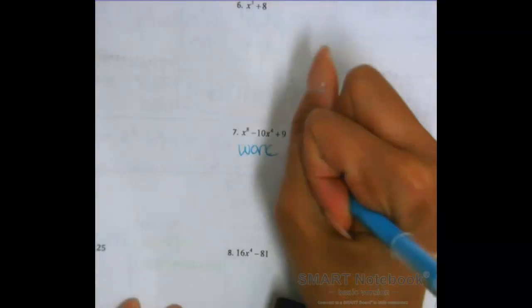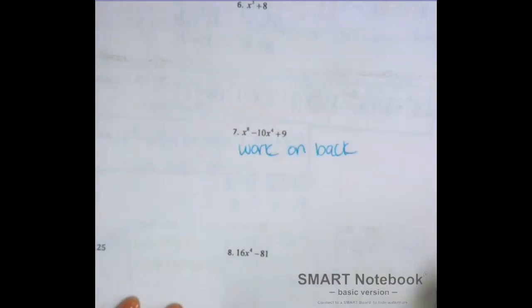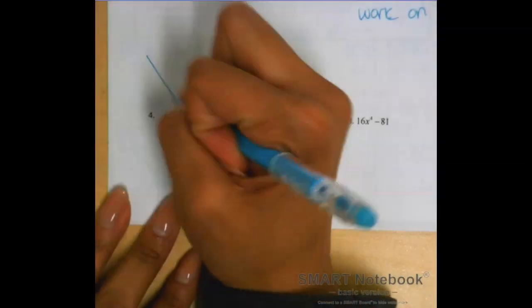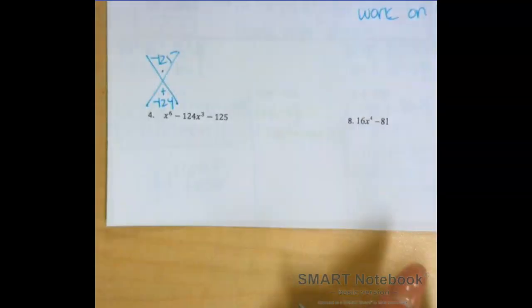I'm going to make a quick note on the front side of your page for question 7 that the work is on the back side of your page because I don't want you guys to forget that. But for question 4, you guys should have been able to solve this pretty quickly and easily. So I'm going to make my little X chart. You should have found 2 numbers that multiplied to negative 125 but added up to negative 124.